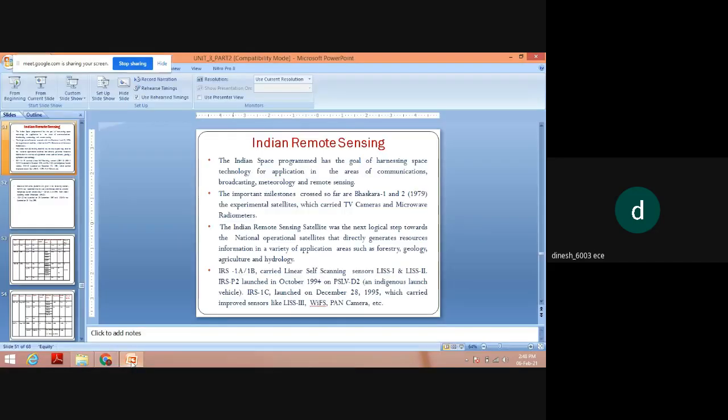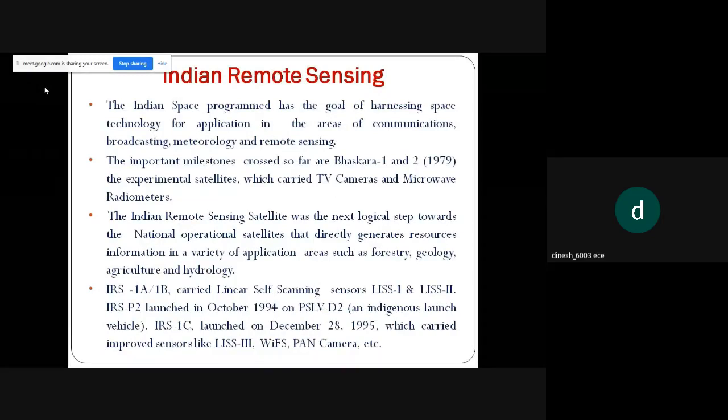We'll proceed on to the next topic, Indian remote sensing. The Indian space program has the goal of harnessing space technology for applications in the area of communications, broadcasting, meteorology, and remote sensing. The important milestones crossed so far are Bhaskara 1 and 2, which are the experimental satellites launched during 1979, which carried television cameras and microwave radiometers. The Indian remote sensing satellite was the next logical step towards the national operational satellites that directly generate resource information in a variety of applications such as forestry, geology, agriculture, and hydrology in the Indian Ocean.